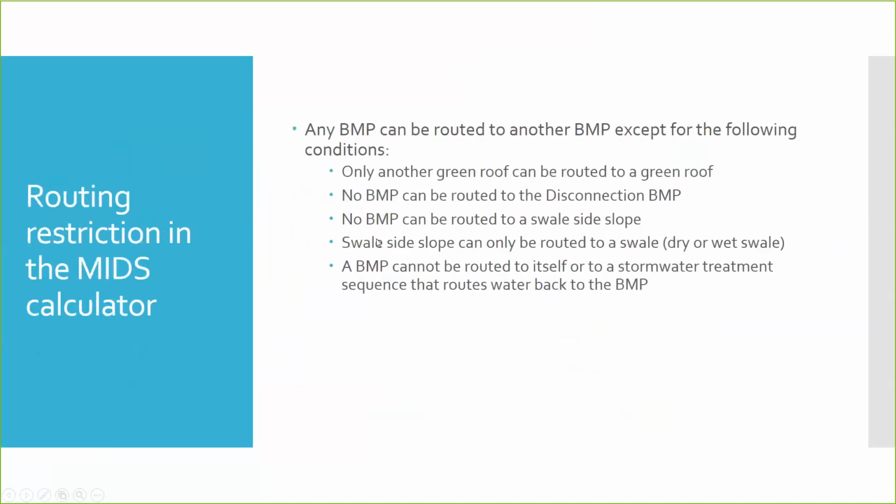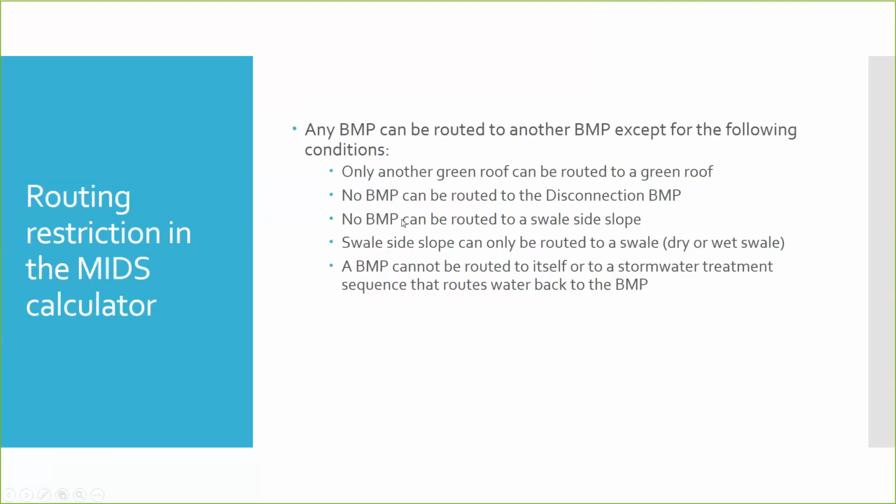Some restrictions in the MIDS calculator: any BMP can be routed to another BMP except for the following conditions. You can only route a green roof to another green roof. You cannot route any other BMP to a green roof. No BMP can be routed to the disconnection BMP. So if your goal is to meet the construction stormwater permit, you're not going to be able to use the disconnection BMP. And so you won't be able to route anything to that practice. You won't be able to route anything from the disconnection BMP to another BMP either.